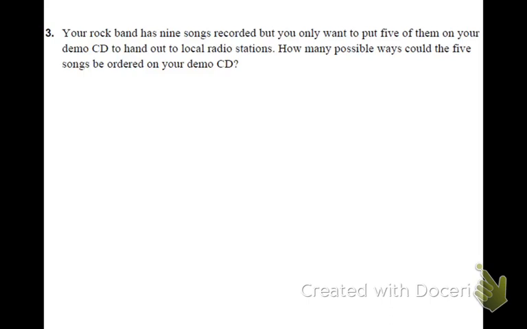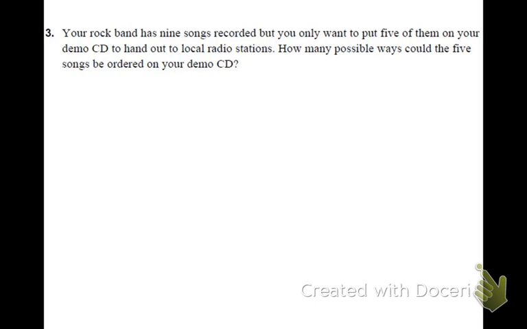Your rock band, congratulations, has 9 songs recorded, but you only want to put 5 of them on your demo CD to hand out to local radio stations. How many possible ways could the 5 songs be ordered on your demo CD? So there are 2 reasons why this is a permutation. The order does matter, but also, if you're choosing 5 songs, would you ever repeat a song? No. You're never going to see a repeated song on a CD or on an album in general.